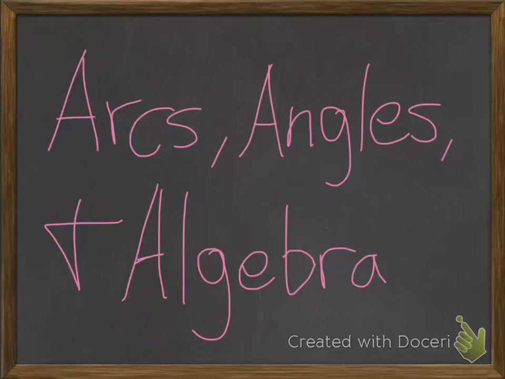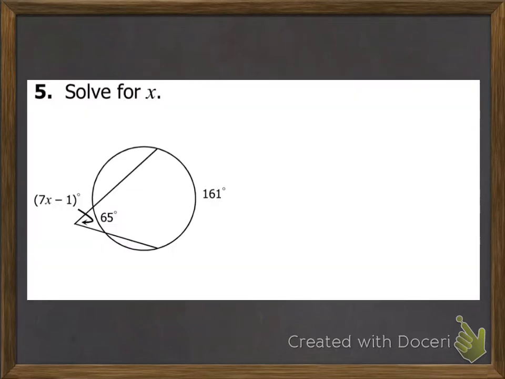Alright, so we are going to be continuing with arcs, angles, and algebra. This is the page that we actually worked on the other day, so I'm going to go ahead and work through the remaining problems on the page. So, let's look at number 5 here. We're going to solve for x, and they gave us this expression here for the angle.